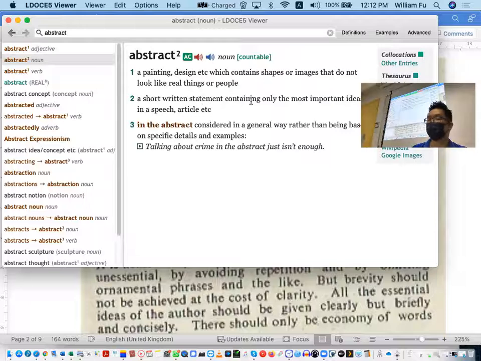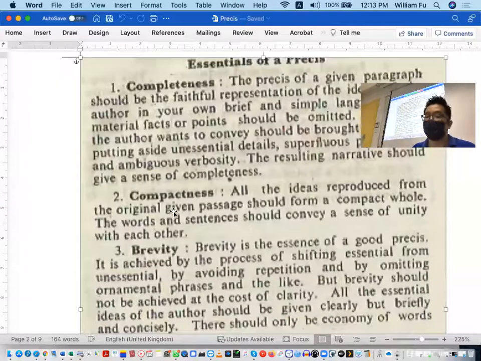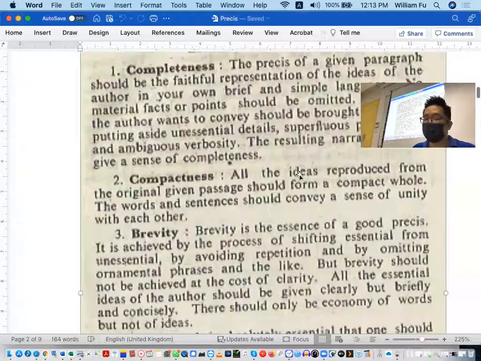A short written statement containing only the most important ideas in the speech. Usually, if you study at university, you always read a lot of academic papers. However, they're really long. That's why on the first page they usually have an abstract. However, an abstract may contain some opening ideas, not all the details. But with a précis, just from reading your précis, the essence of the passage is included. That's why it's not an abstract. So compactness: ideas reproduced from the original passage should form a compact whole, and the words and sentences should convey a sense of unity with each other.